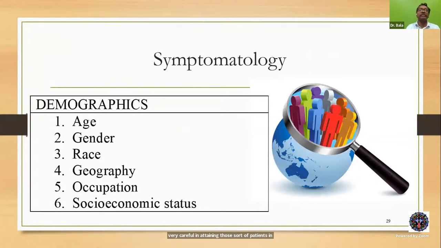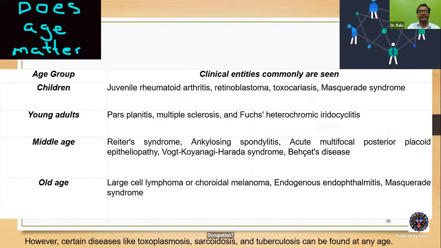The symptomatology, we go through in a step-wise fashion in the following slides. The demographics are also important. Demographics include age, gender, race, geography of the patient, what sort of occupation the patient is undertaking, and the socioeconomic status. Let us see in the following slides.